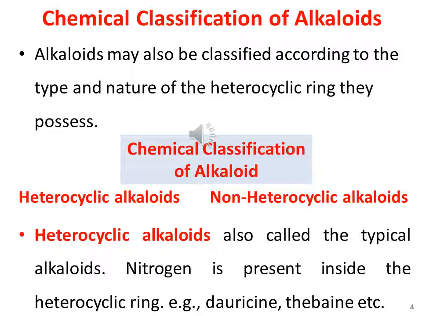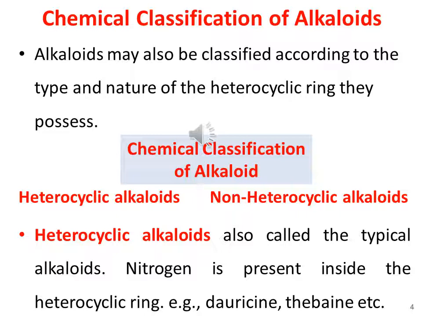Heterocyclic alkaloids are also called the typical alkaloids. In heterocyclic alkaloids, all those alkaloids that have nitrogen present inside the heterocyclic ring are classified as typical alkaloids or heterocyclic alkaloids. So all those alkaloids that have nitrogen present inside the ring are called the heterocyclic alkaloids or the typical alkaloids. Similarly, there is another class of chemical alkaloids that is called non-heterocyclic alkaloids.